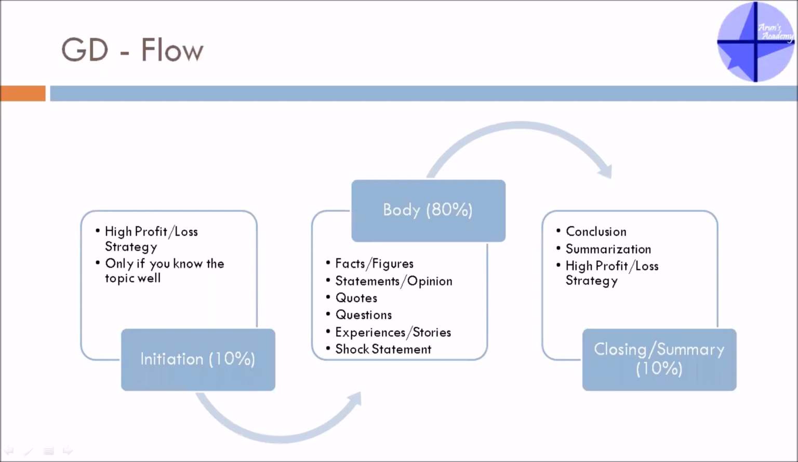How is a GD normally structured? GD will have three broad sections, that is initiation or introduction, main body, and closing or summary. Around 10% of the time goes in initiation, around 80% in main body discussion, and the last 10% in summarizing or closing. Both initiating and summarizing a GD is a high profit, high loss strategy, because if you do it well, you are definitely selected, and if you goof up, you surely lose the chance.